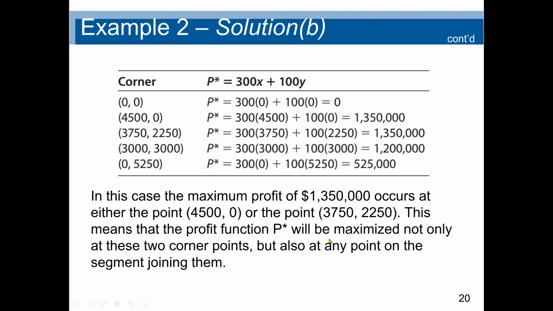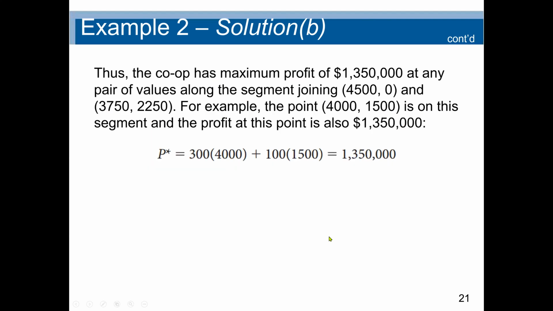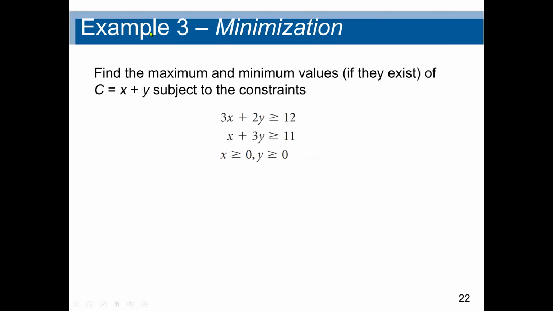So again, that's the maximum profit. And next, we said the co-op has a maximum profit, as we said, 1.35 at any pair of points along the segment joining those 2 points, as we said, 4500 and 0 and 3750 and 2250. So let's see the next example.